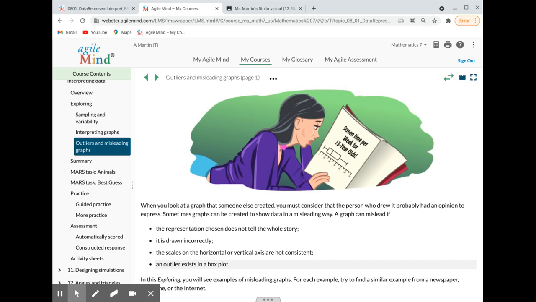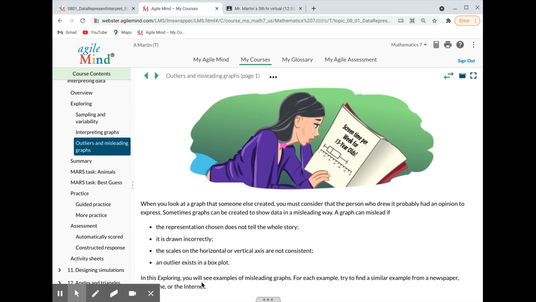So today we're actually going to learn how to use a modified box plot that makes a box plot less misleading, okay? So in this exploring, we're going to see examples of misleading graphs, and for each example, we're going to try to find a similar example from a newspaper or the internet. We can try to find something that looks similar to that.